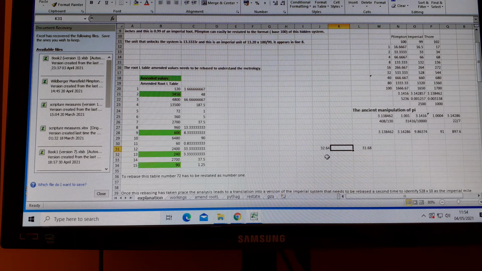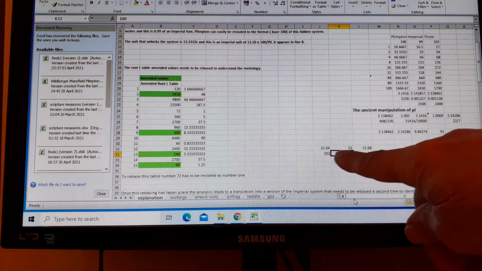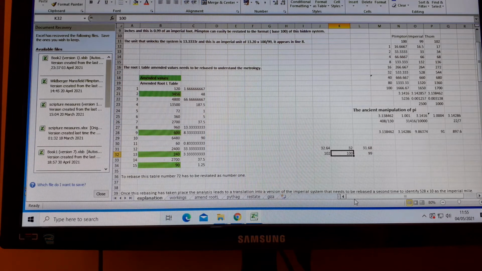Now, what I realised as soon as I saw the megalithic yard is that it can be restated using 0.32 as a unit. So we divide it by 0.32. It's 102 units of 0.32, and we can do the same with this one. That's 99 units of 0.32. So that one's 102. So what's 100? It's obviously 32. So we can see how the system works. We've got the base 100 system in the middle of a base 102 and a base 99.